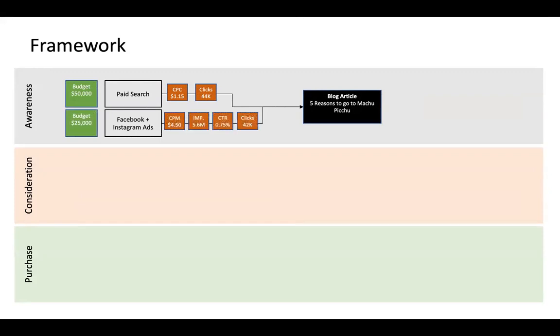These are the performance benchmarks: cost per thousand of $0.5. I would get 5.6 million impressions, and the average click-through rate for Facebook and Instagram is 0.75%. So I would get 42,000 clicks. So I'll be sending 86,000 clicks to my blog article about 5 reasons to go to Machu Picchu.